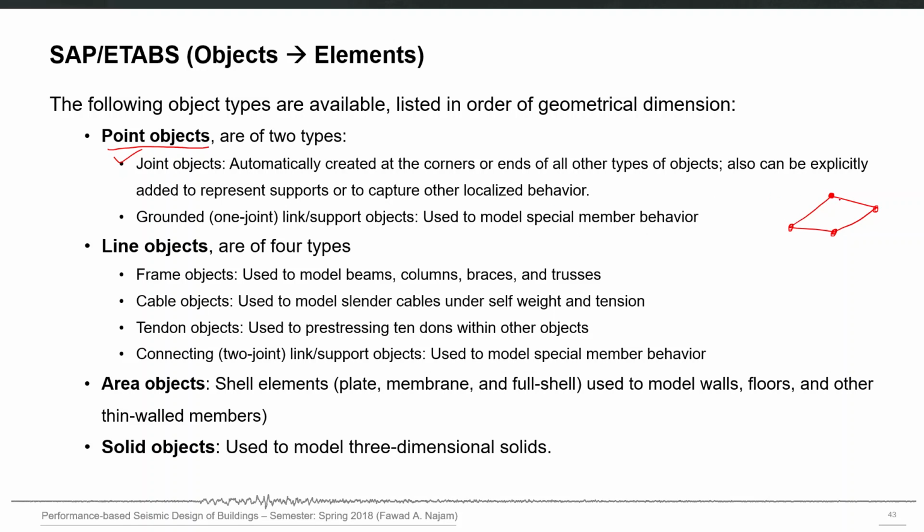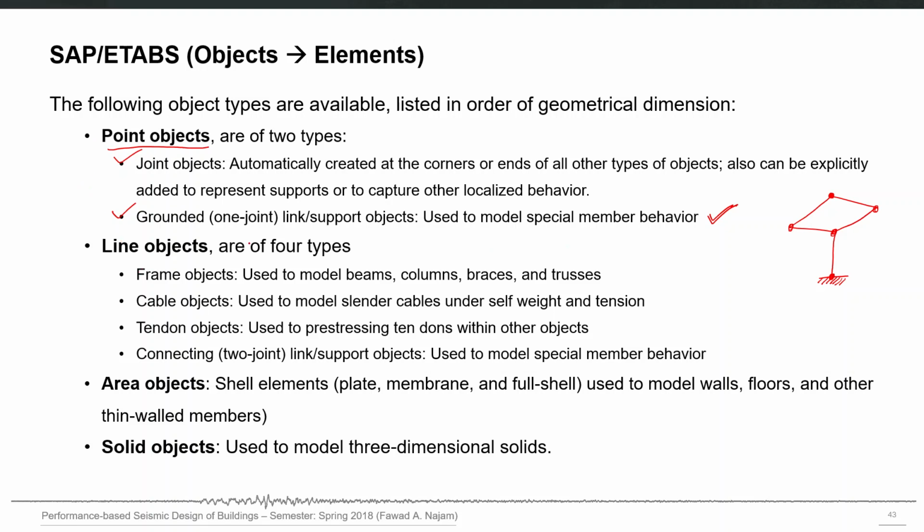Also, they can be explicitly defined at a certain location in the model to represent supports. For example, if this is a column, this joint object can be assigned a property such as a support, or used to capture any local behavior. The other kind of point object is the grounded one joint link or support objects. These are also used to model special member behaviors in the model. We will discuss them in more detail when we discuss the point objects in ETABS.